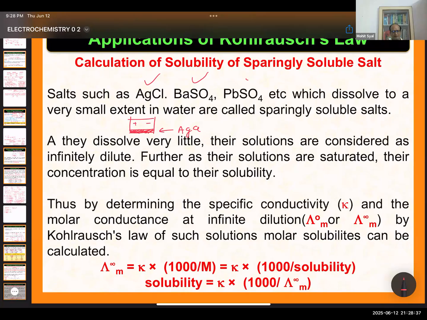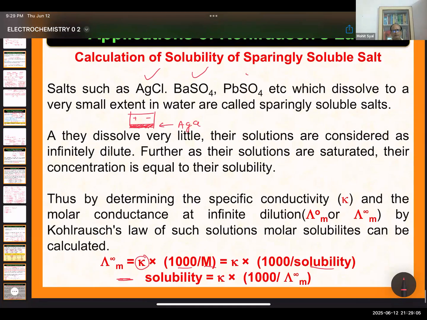Is it clear? And lambda naught equals kappa into 1000 by molarity. Molarity is basically the solubility, how much AgCl got dissociated into ions. So you can get the solubility, right? But this is not that important. Basic Kohlrausch law is very important. Is it clear? So now this chapter is almost complete.